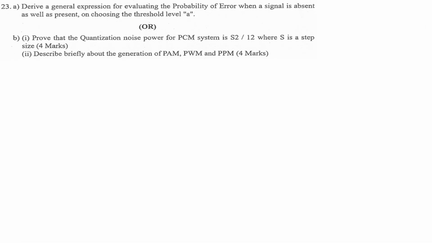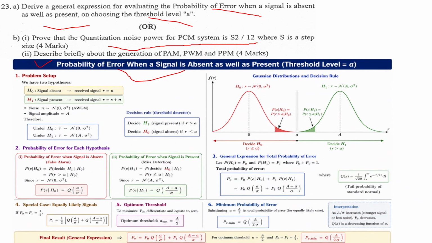From the third unit, the question is that you have to find the probability of error when a signal is absent as well as present, on choosing the threshold level of A. The second question, either or, is that the quantization noise power for PCM is S squared divided by 12, where S is the step size, and also describe PAM, PWM and PPM, what all these are, right?